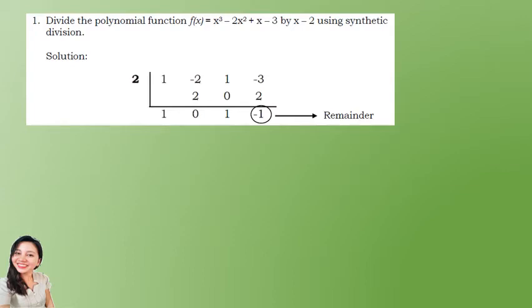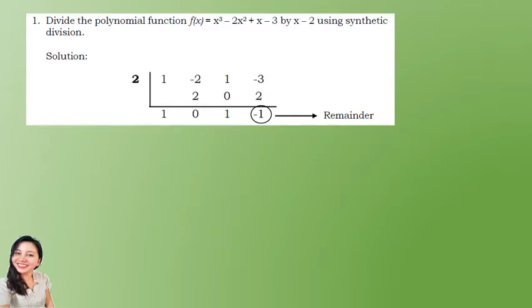And these numbers here are the coefficients of the function: 1, negative 2, 1, negative 3. Follow the process of synthetic division. Bring down the first coefficient 1. Then multiply: 1 times 2, 2. Negative 2 plus 2, 0. 0 times 2, 0. 1 plus 0, 1. 1 times 2, 2. Negative 3 plus 2, negative 1.